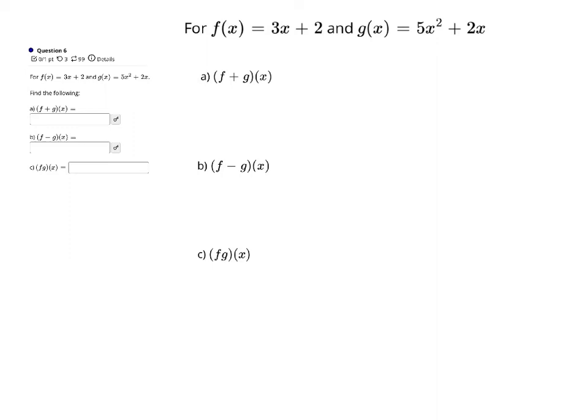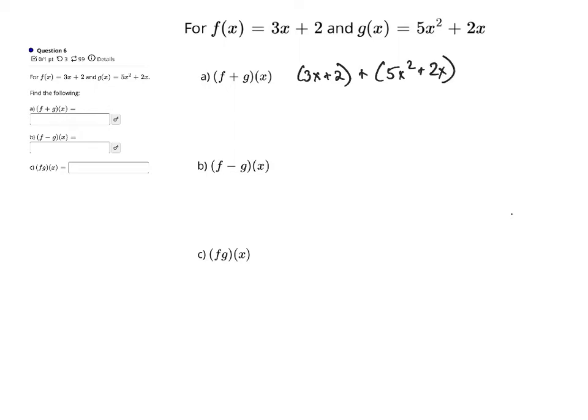All right, these look harder than they actually are. They give us f of x equals 3x plus 2, and g of x equals 5x squared plus 2x. And they want us to find the following. So the first one is they want us to find the sum of f and g of x. So we're going to take this value for f, which is 3x plus 2, and we're going to add to it the value for g, which is 5x squared plus 2x.